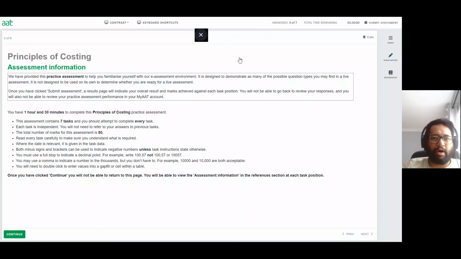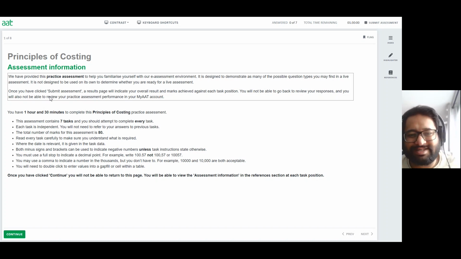We will be doing, for the series for the level 2 AAT certificate in accounting qualification, a couple more practice assessments in the coming weeks. The first one at the moment will be Principles of Costing practice assessment 2 from the AAT website. And this is a continuation of your AQ 2016 qualification.